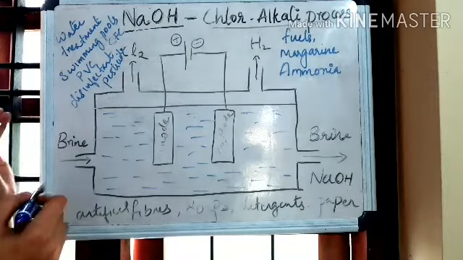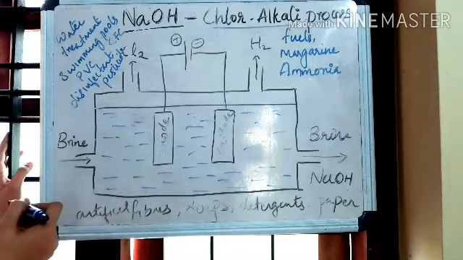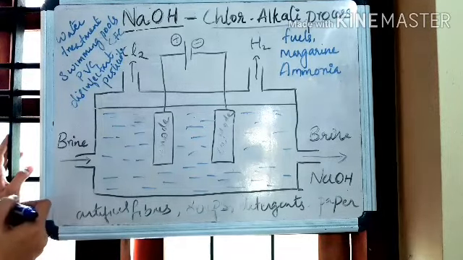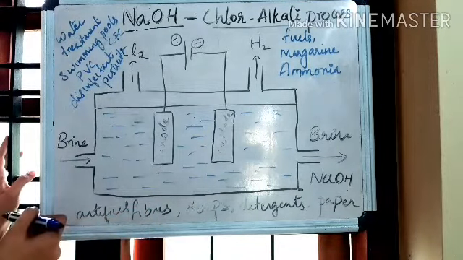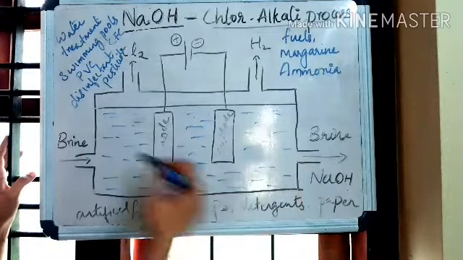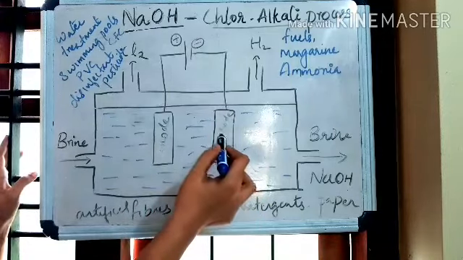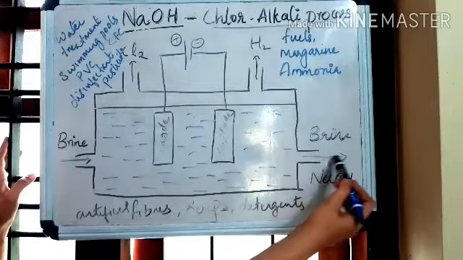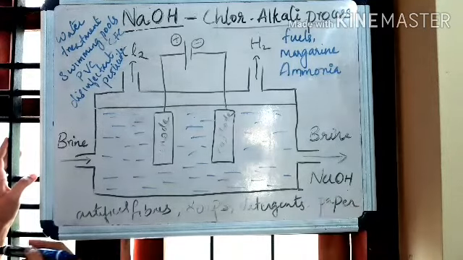When the brine solution has electricity passing through it, we call that process electrolysis. I hope you remember about electrolysis, electrodes and all. So when a brine solution has two electrodes attached to it and electricity is passed through it, chlorine gas will be produced, hydrogen gas will be produced, and our solution will flow out of the apparatus, and it contains sodium hydroxide also.